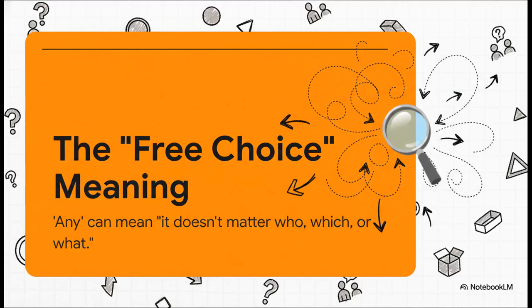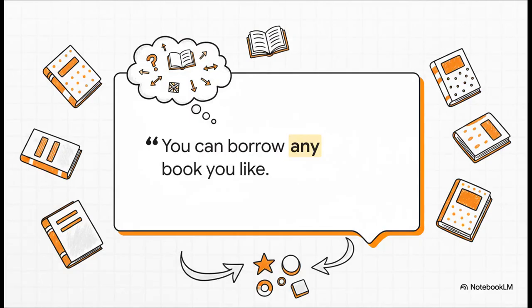When it's used this way, it's not about quantity at all. It's about unlimited possibility. It means it doesn't matter which one. Just listen to this sentence. You can borrow any book you like. Now, this is a positive statement for sure, but any is the right word because it means you have a free choice from all the books available. It doesn't matter which one you pick. This is that big exception that shows this whole topic is a little more complex than it first seems.